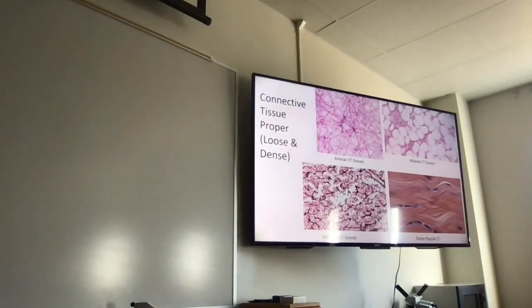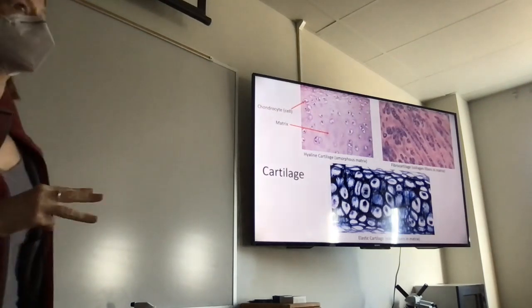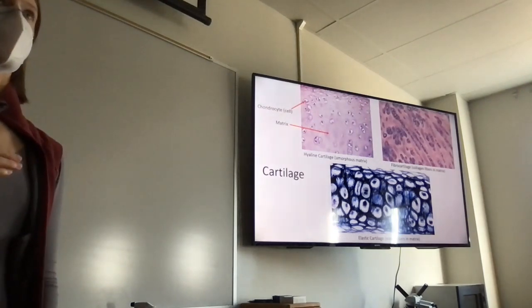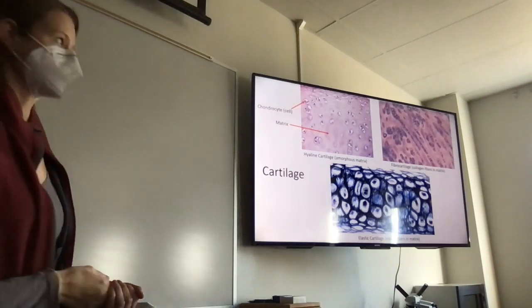All right, so that's our connective tissue proper. Now, cartilage. There are 3 types of cartilage, and the difference really is what is surrounding the cells, so the matrix around the cells.